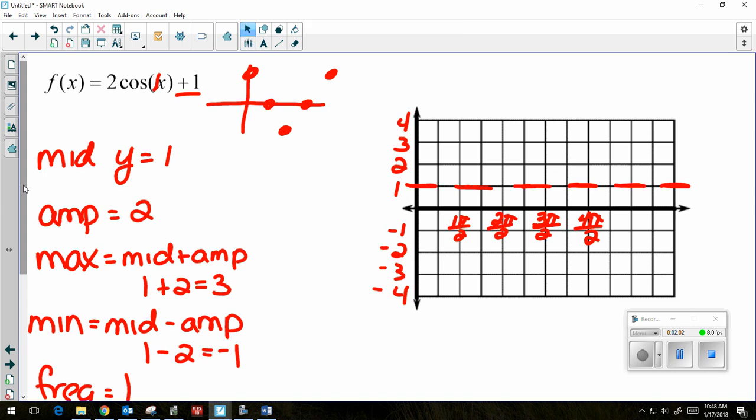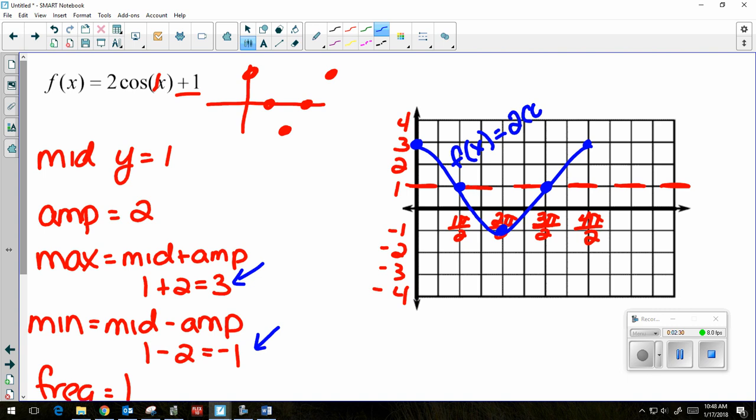And now I'm going to use my critical points. So for cosine, it starts at the maximum. My maximum is 3. Then it goes to the midline, which I've dashed in. It goes to the minimum, which is -1. Remember, each quarter point or each label on the x-axis is getting one of these critical points. Connect my critical points with a curve and label my graph as f of x equals 2 cosine x plus 1.